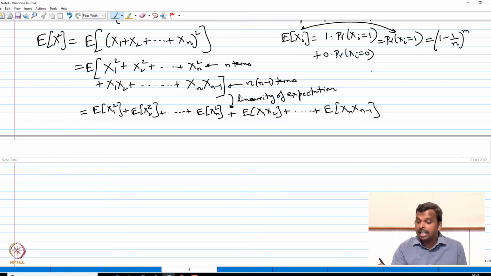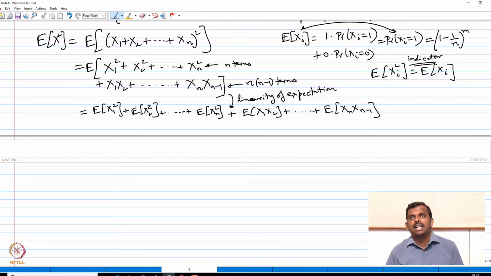Remember, expected value of xi and expected value of xi squared are the same, right? It's the same as expected value of xi. So again, this is true for any indicator random variable, because xi takes just values 0 and 1. If you square it or cube it or anything, nothing is going to change. You'll get the same probability. So that's okay. This is easy to handle.